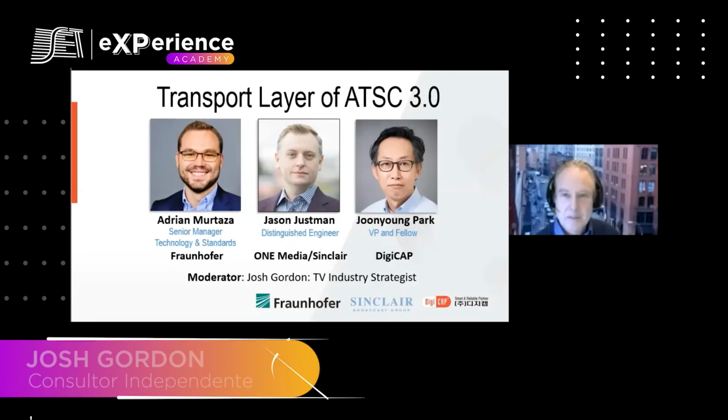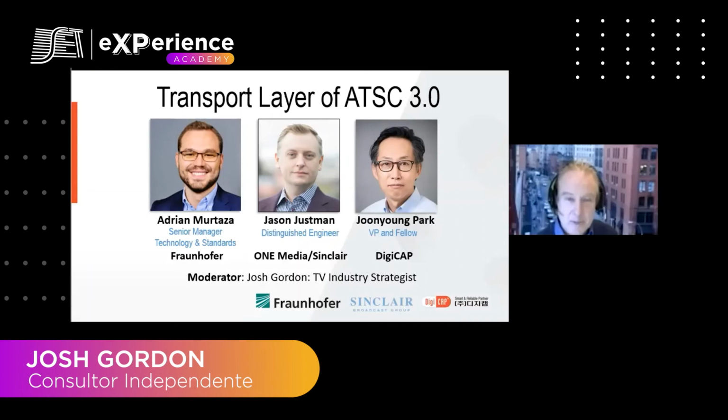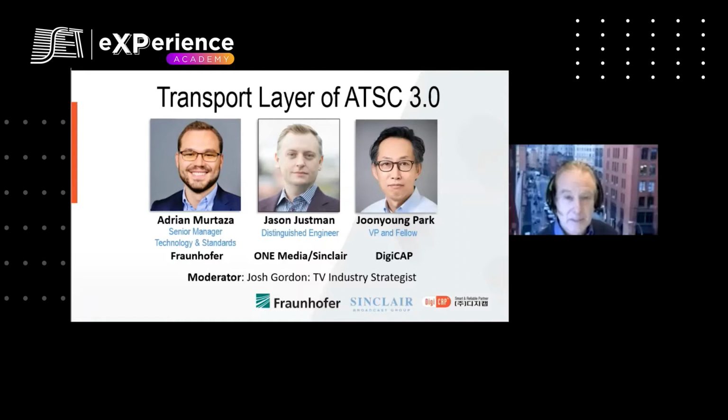Hello and welcome to our presentation on the transport layer of ATSC 3.0. The ATSC standard is a bundle of internationally accepted digital standards built to work together in an IP-based network. The only part of the standard that is truly unique to ATSC is the transport or physical layer. This is the layer that enables data transport through the air.